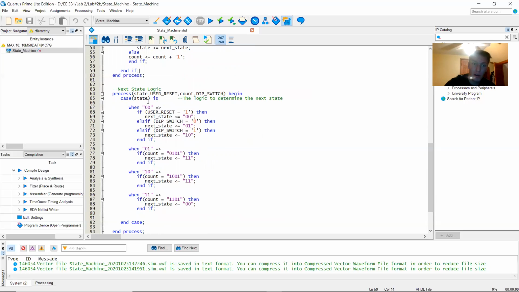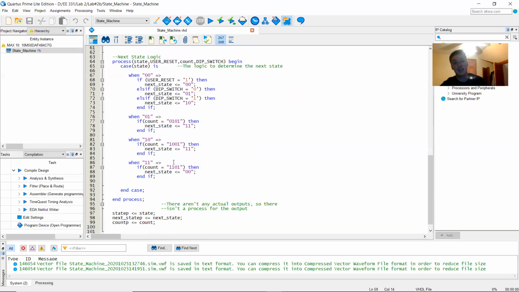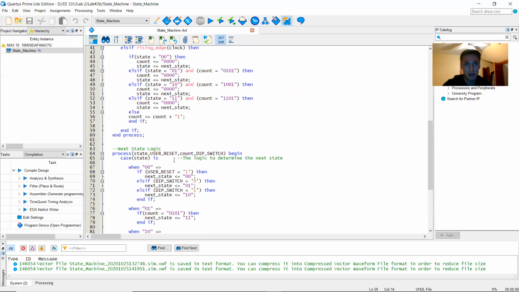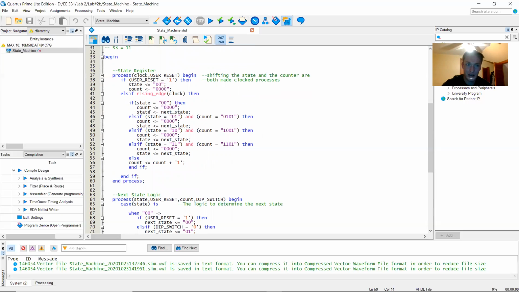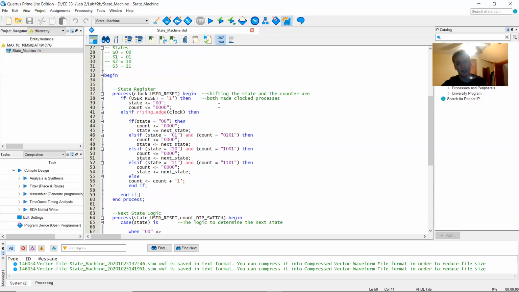So, when it's in state 0, it'll either go to 1 or 0 as long as the reset isn't high. And then you have it for the 1 and 0 as well, when it'll go to 11 based on the count and everything. And then it ends here. And then I just have my self-made outputs right here being assigned to the signals just so I can see what's happening. And then it'll restart on the next one going back to the clock and everything.